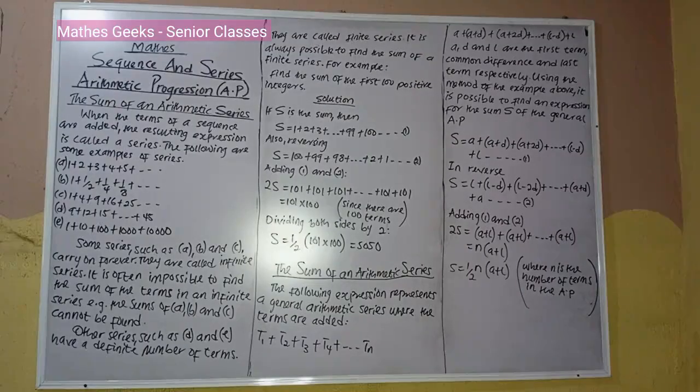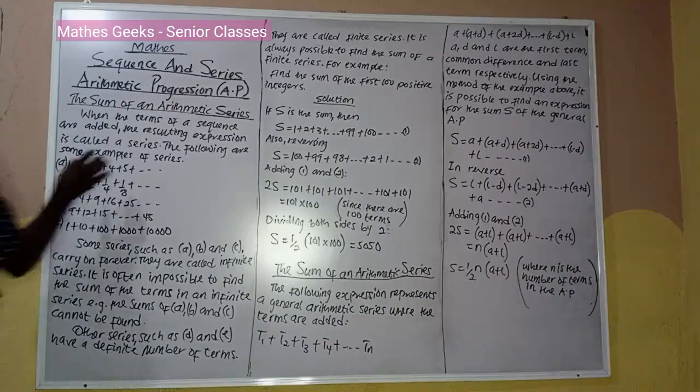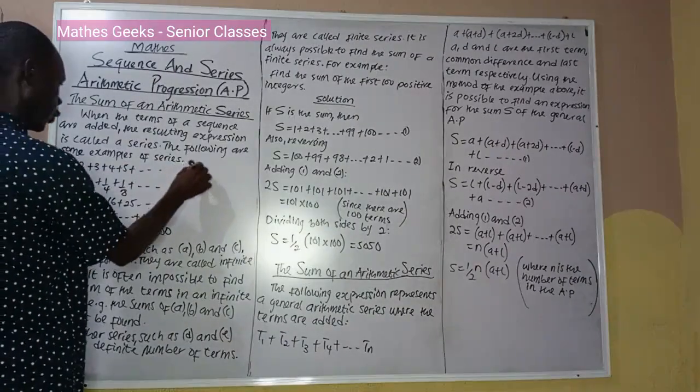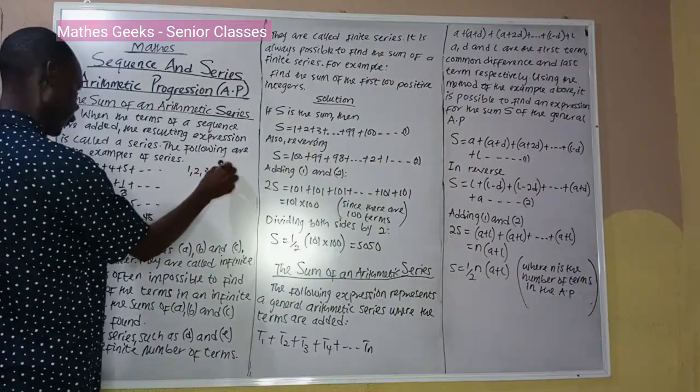The sum of an arithmetic series. When the terms of a sequence are added, the resulting expression is called a series. The following are some examples of series. So these: 1, 2, 3, 4, 5.